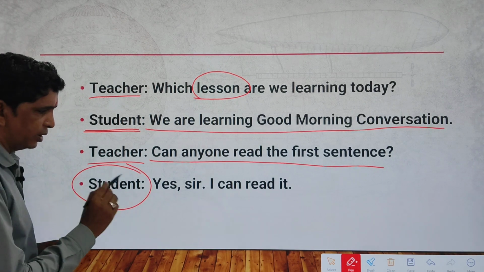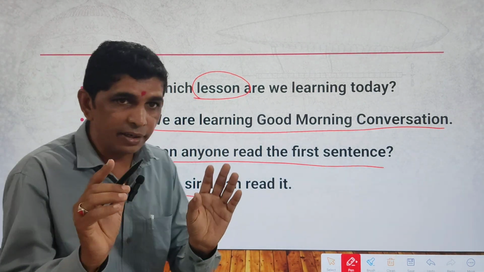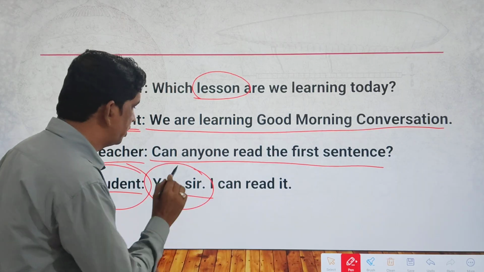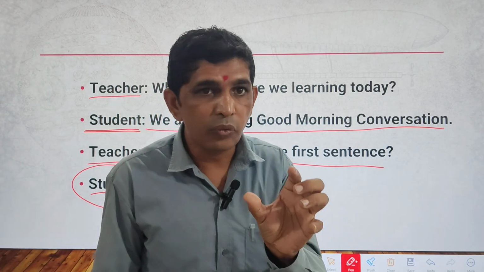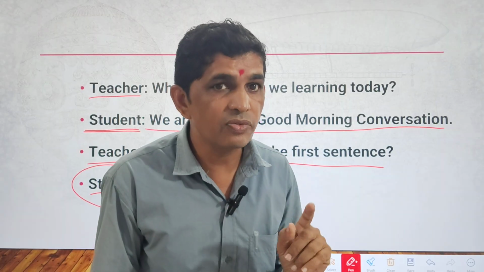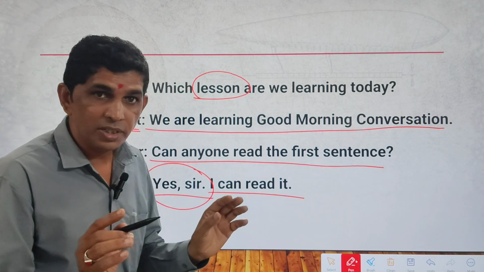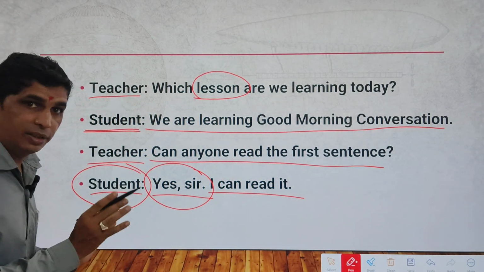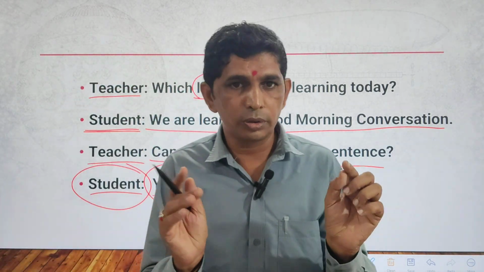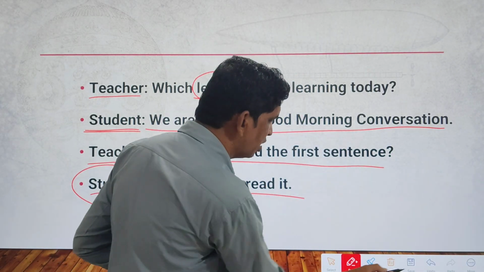The student said, yes sir. Here one student said, yes sir, I can read. Here we can say that this is the short answer, and here we can give the full answer: Yes sir, I can read the sentence very loudly. Yes, he said that I can read it. The student will start the reading and the teacher and all the students will hear him carefully. This is the beginning.